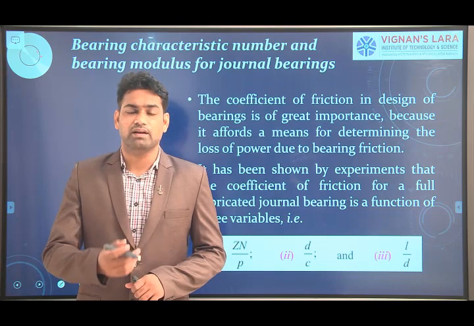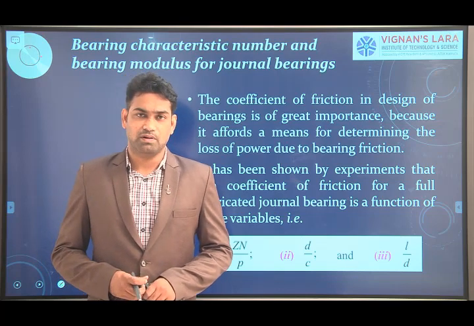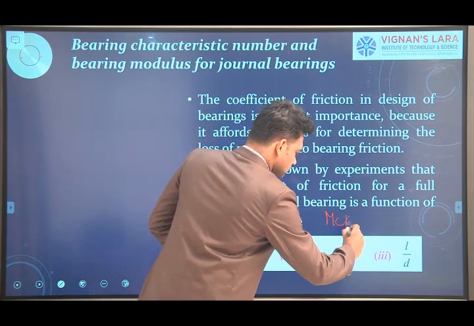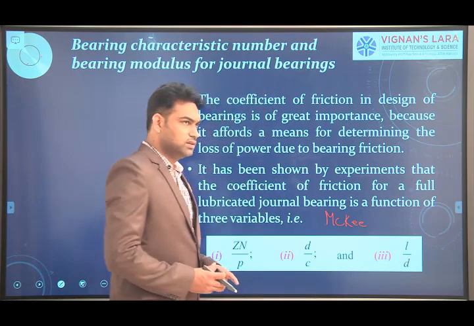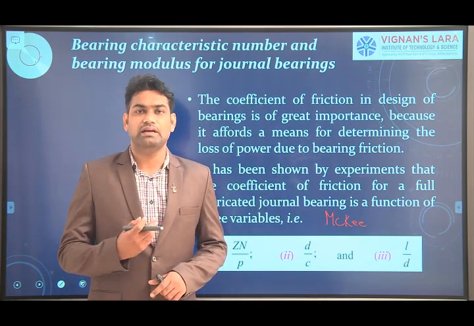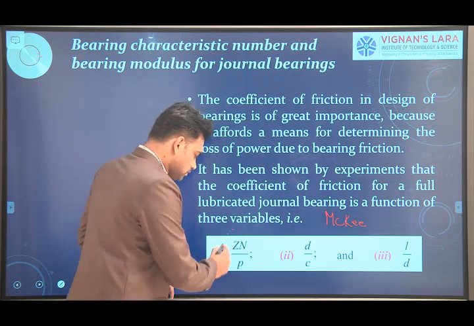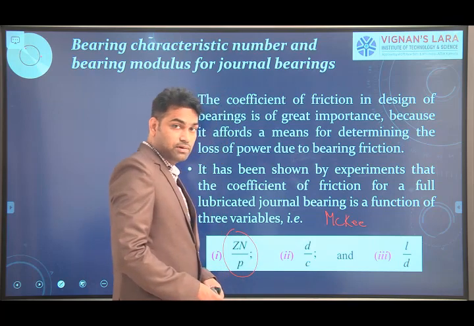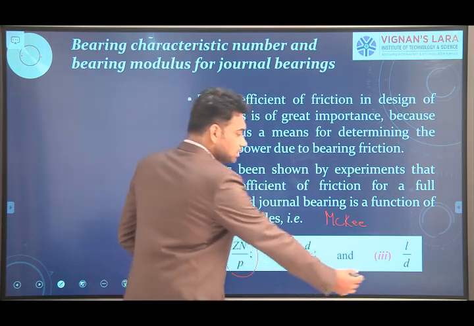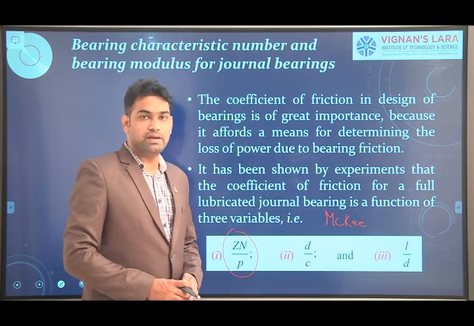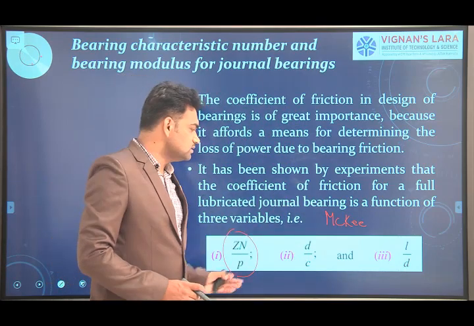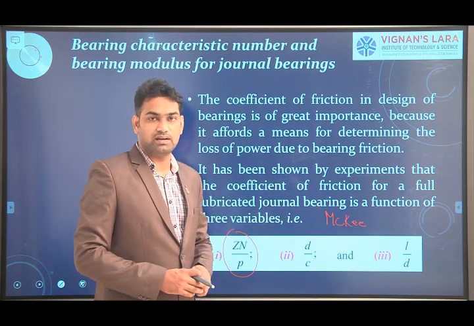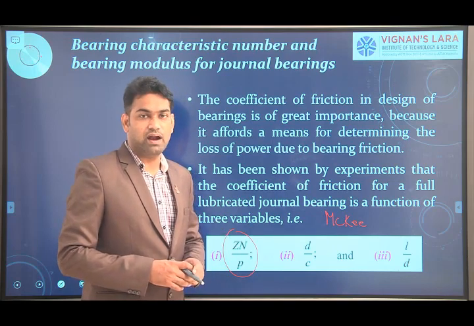That can be determined by means of experiment, that is, the test results given by Mckay or the Mckay brothers. They gave the coefficient of friction as a function of three different working parameters: mainly Zn by P, another one is the reciprocal of the diameter clearance ratio, that is D by C, and another one is the L by D ratio. So the coefficient of friction is a function of these three variables. It can be obtained from the test results of the Mckay brothers, conducted under different load conditions, and they plotted a graph.